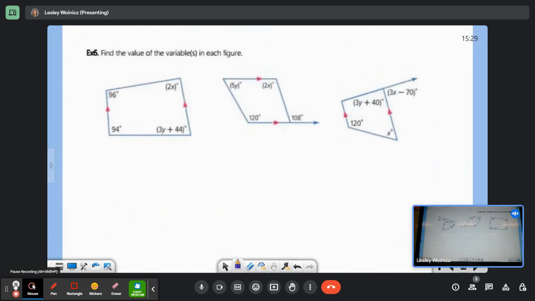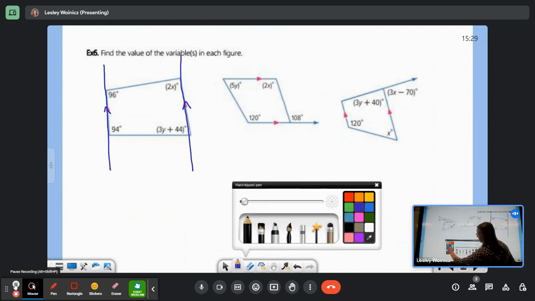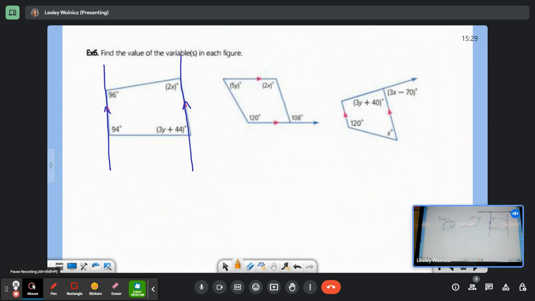Find the value of the variables in each figure. Okay, so here are our parallel lines. We have 2 different transversals, so let's do one transversal at a time. You guys want to start with the top or bottom transversal? Top. Okay, so we're going to start with this one.